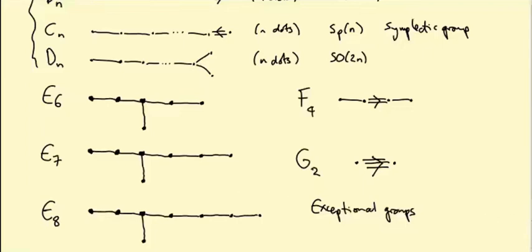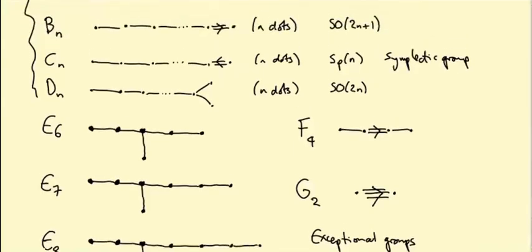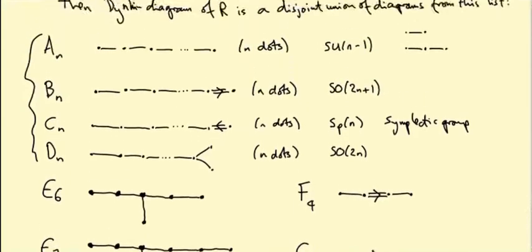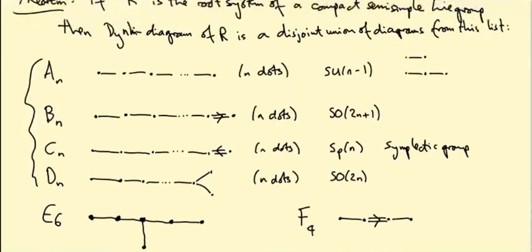I also want to stress again, just before discussing these diagrams, this is a classification of Lie algebras up to isomorphism, not of groups, because you can have two groups that have the same Lie algebra, but the groups are not isomorphic. Okay, let's look at these diagrams.